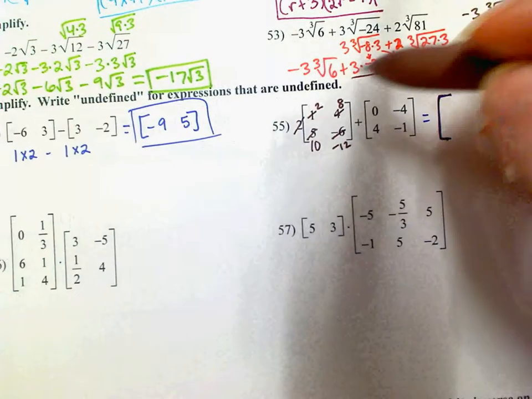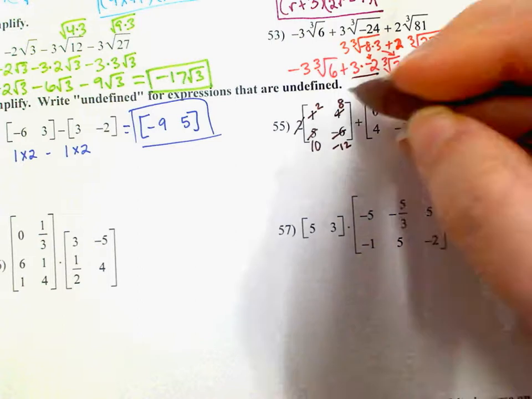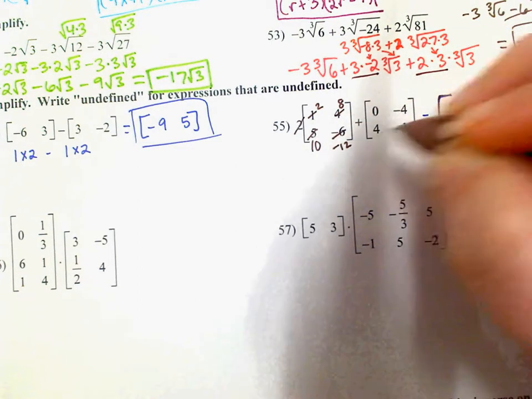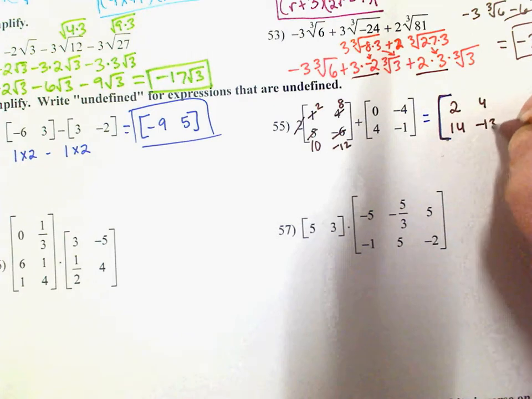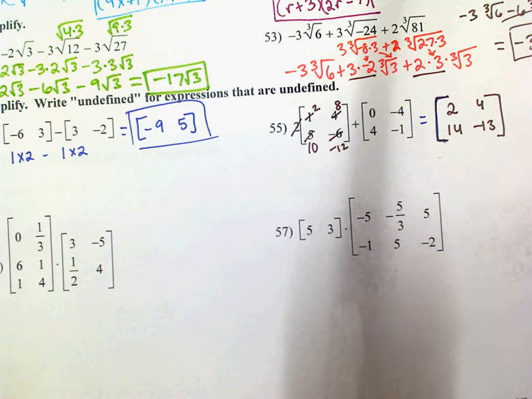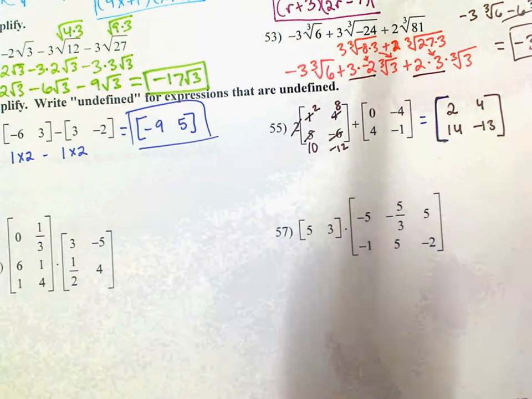2 plus 0 is 2. 8 plus a negative 4 is 4. 10 plus 4 is 14. And negative 12 plus a negative 1 is negative 13. And so there's your answer: 2, 4, 14, and negative 13. Good golly.